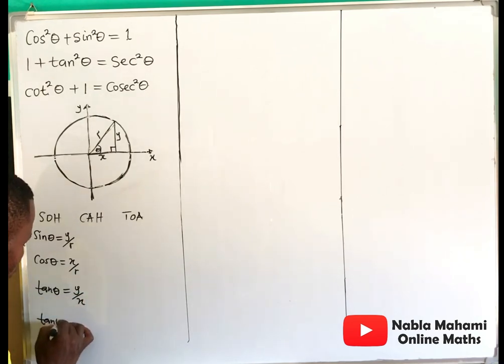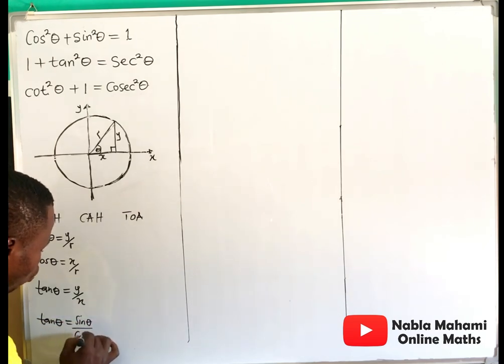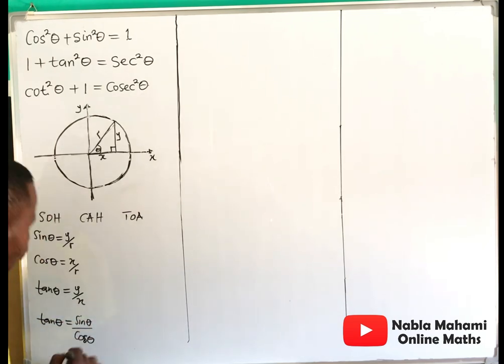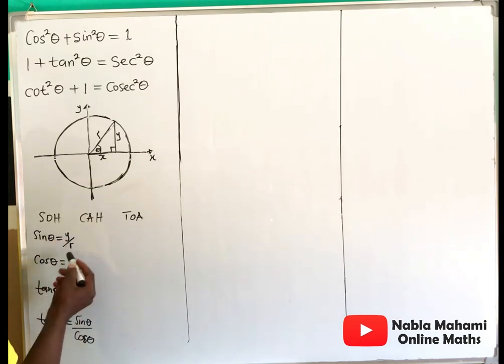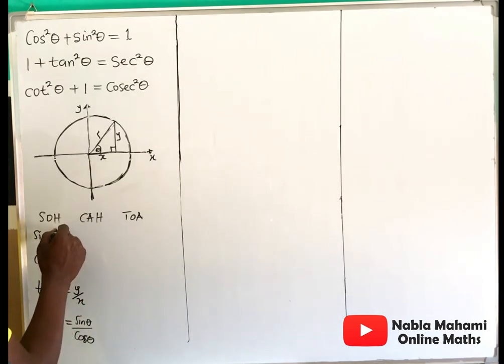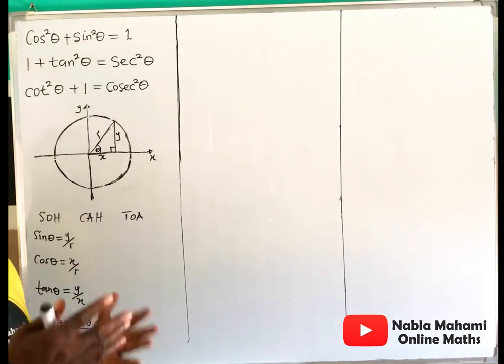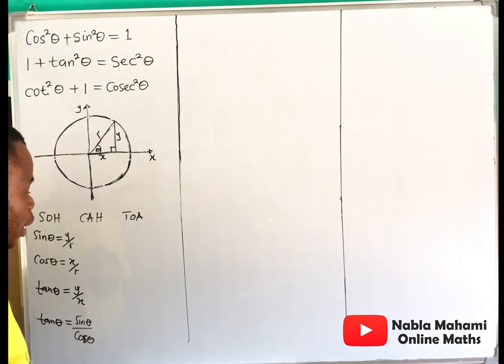Also, tan theta is equal to sine theta over cos theta. Because if I take sine over cos, that is y over r divided by x over r. This r will cancel this r, and definitely I'll have y over x, which is the same thing as tan. So tan can be expressed as sine theta over cos theta.